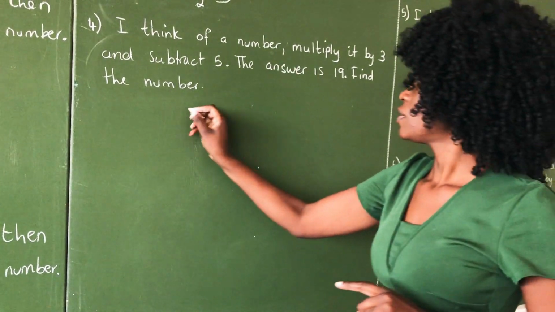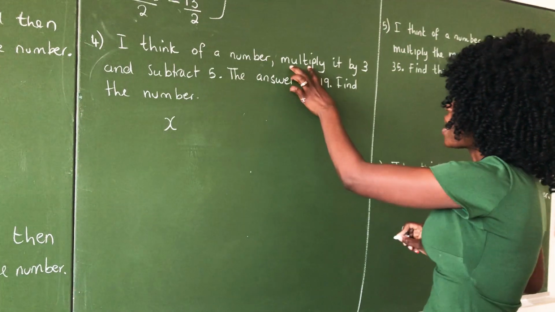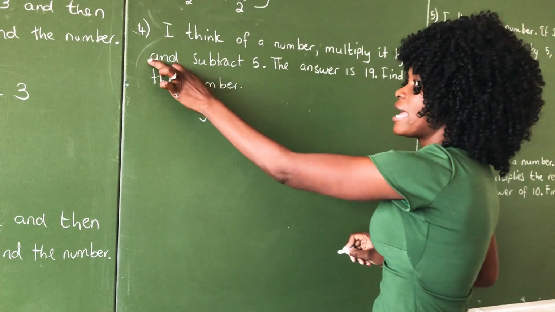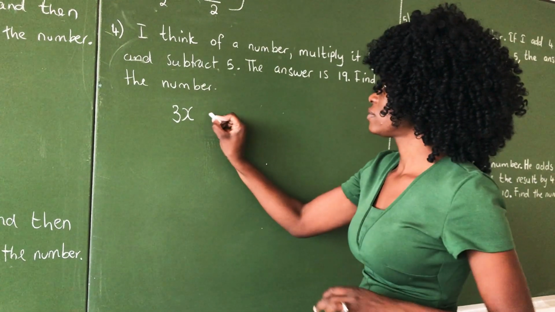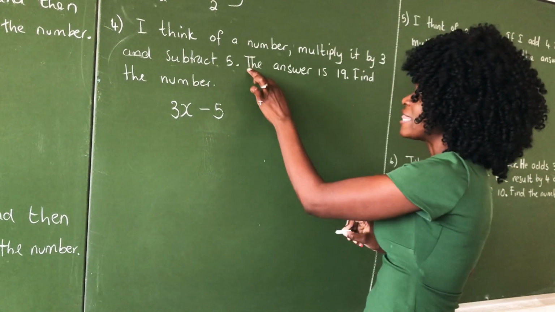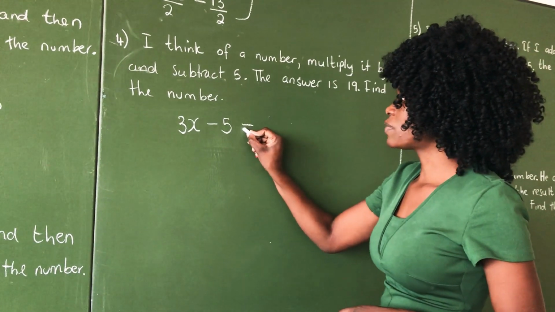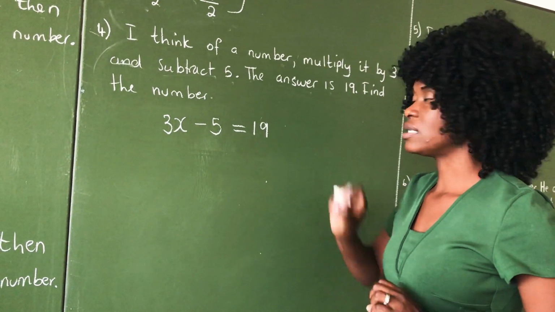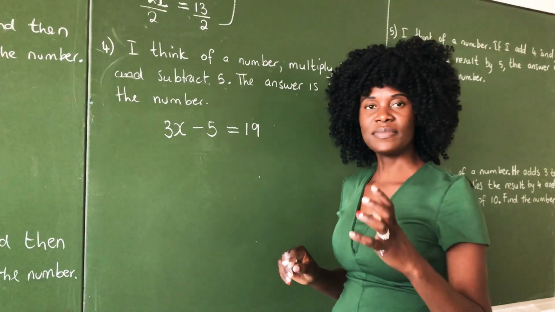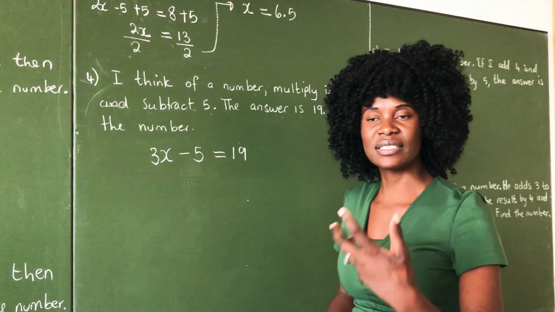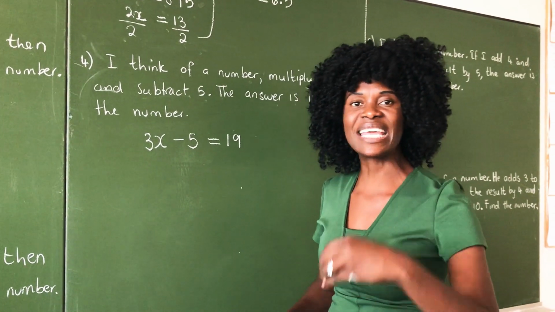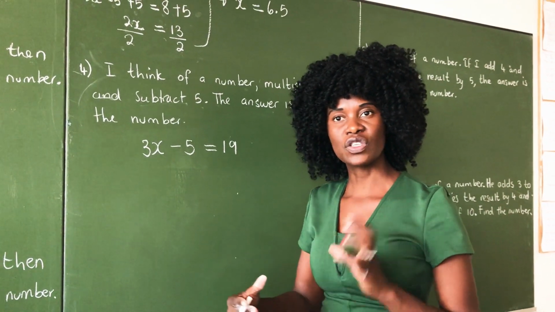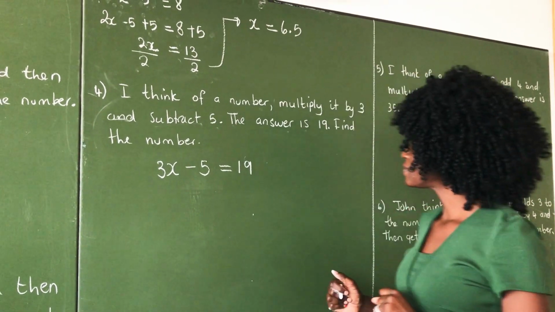Question 4. I think of a number. So that's my number, x. Multiply it by 3. That would be 3x. And subtract 5. Minus 5. The answer, so I'll put my equal sign, is 19. Equals 19. We need to keep in mind that terms such as the answer, the result, I get, it gives me, basically mean that we need to put our equal sign. So those terms refer to the equal sign.